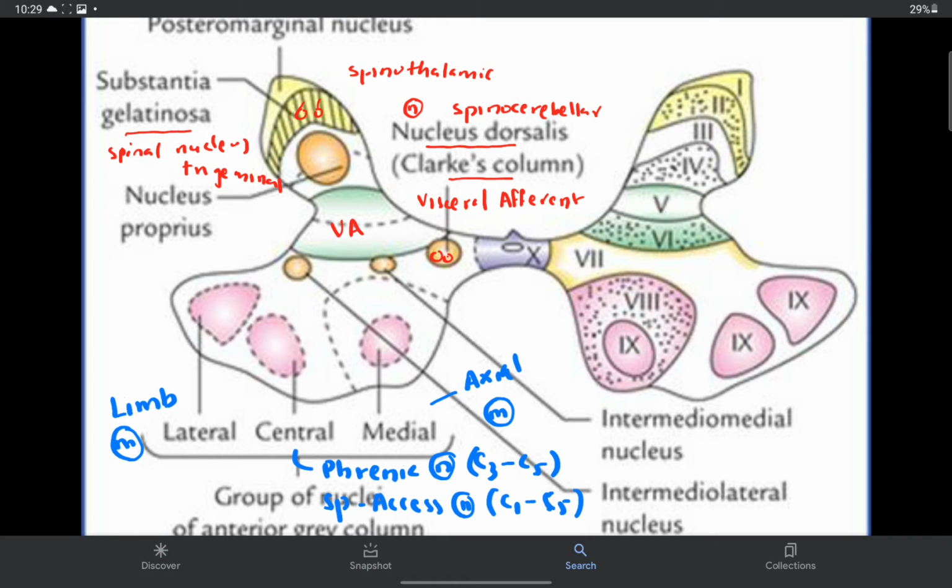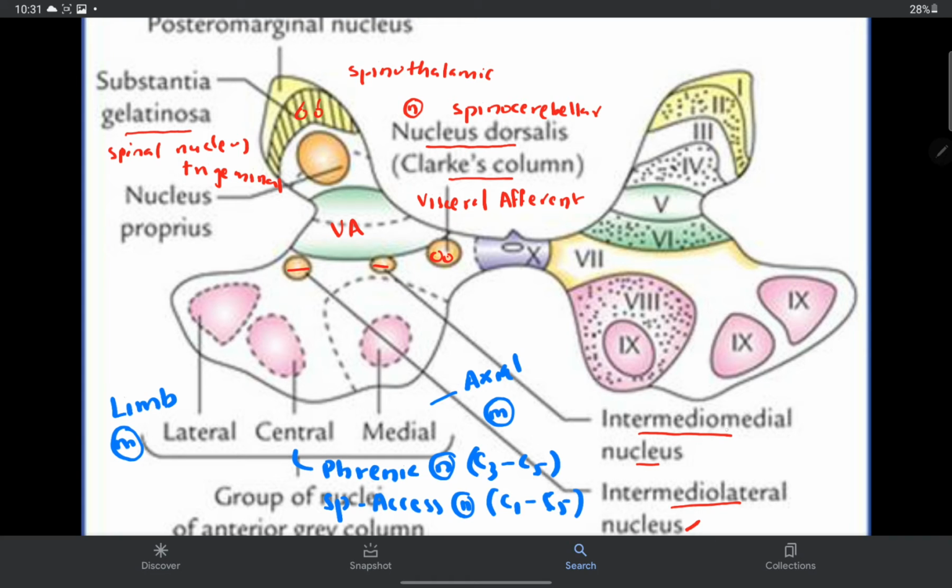So it is taking the proprioceptive information from the spinal cord to the cerebellum. In certain regions, the intermediate nuclei are also present. These two nuclei: we have the intermediomedial nucleus and the intermediolateral nucleus. They are not present throughout.